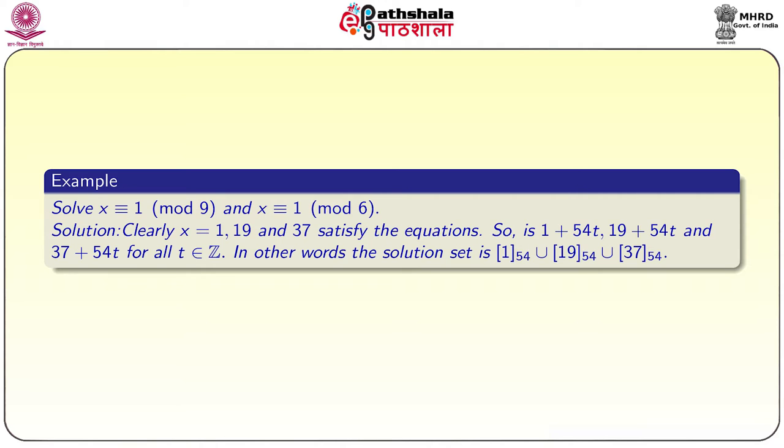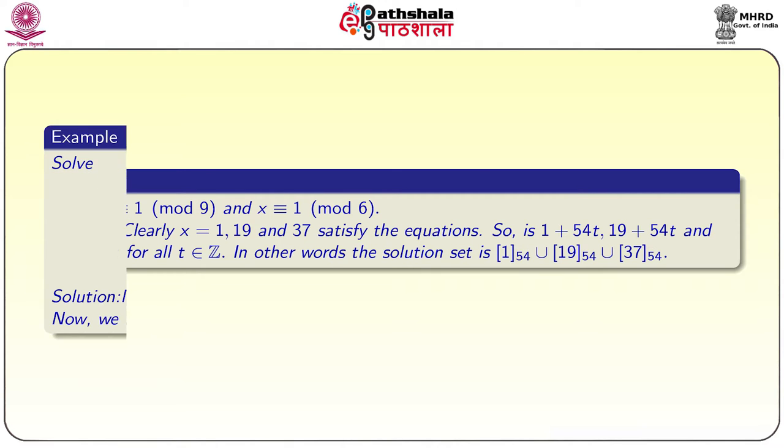But in the Chinese remainder theorem, we saw a unique solution, a unique residue class. Why is that happening? Here again, the GCD of 9 and 6 is not 1. So, if the hypothesis of the Chinese remainder theorem is not true, then for a system of linear congruences there are two possibilities: there may not be a solution at all, or uniqueness may not hold. So, these examples illustrate that concept.